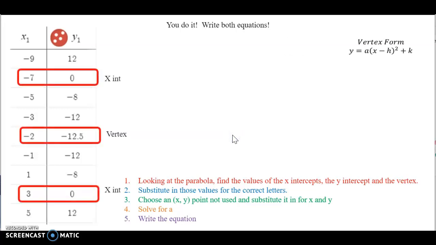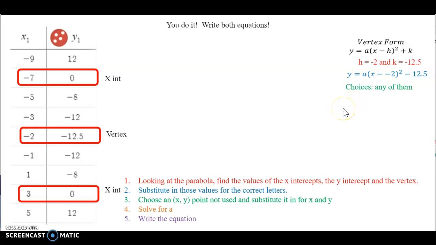Okay, so you have those 3 points, x-intercept, vertex, and x-intercept again. We're not given the y-intercept because we don't have any values where x is equal to 0 from this table of data. So h is -2, k is -12.5. Then substitute that into the original equation.